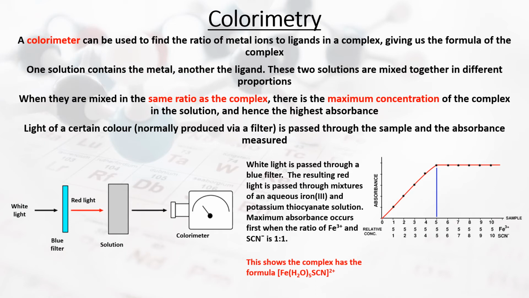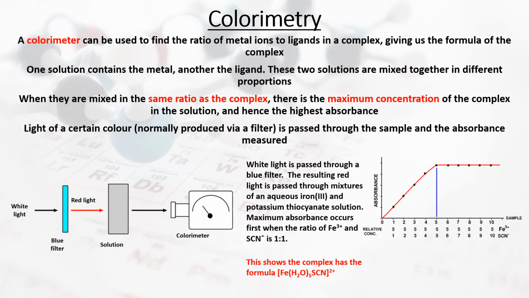Now when our metal and our ligands are mixed in the same ratio as they actually exist in the complex, remember that we don't know what the formula is at this point, what we see is a point of maximum absorbance on this graph. This means we have the maximum concentration of the actual complex in the solution, and it's that complex which produces the very intense blood red colour. The maximum concentration of the complex gives us the highest absorption of that particular colour, and therefore we know that we've mixed our ligand and our metal in the same ratio as they exist in the complex.